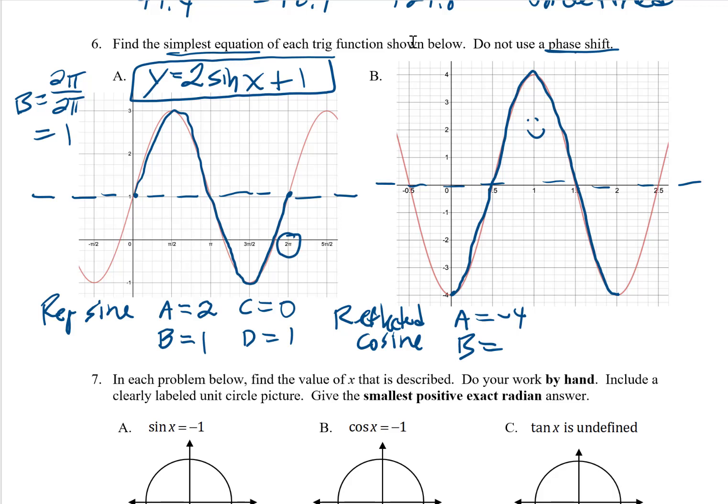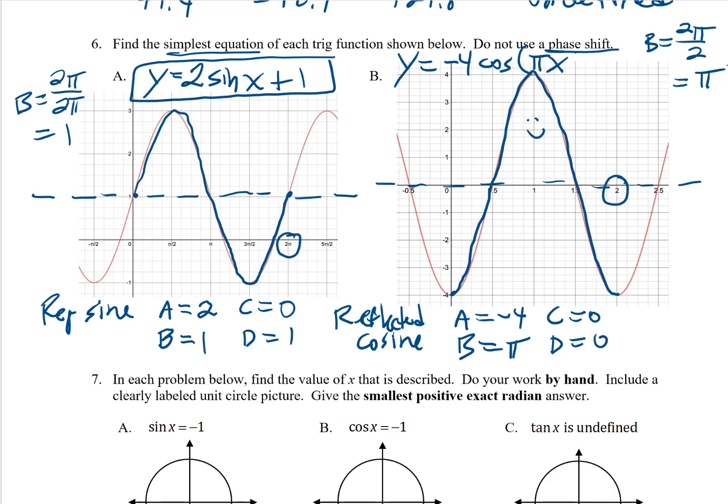Let's see, is the B just 1 again? Where does the thing end? Here's the end of the period. It's right at 2. So we are going to get a different value. B would be 2 pi divided by the 2, which comes out to be pi. So B is pi. We have no phase shift, and we have no midline change on this one either. So it looks like the final equation here is y equals negative 4 cosine of pi x. And again, no D at the end.